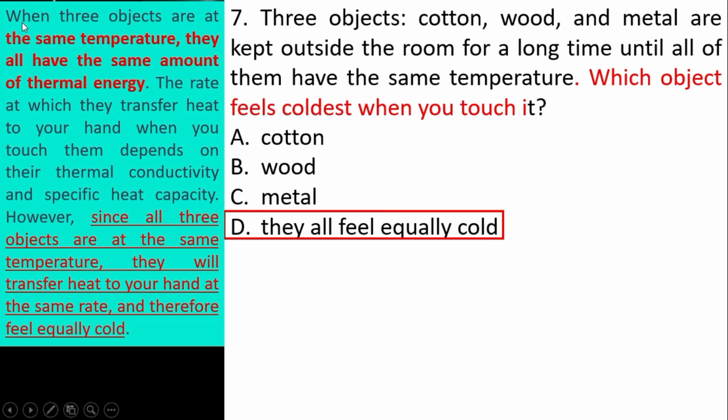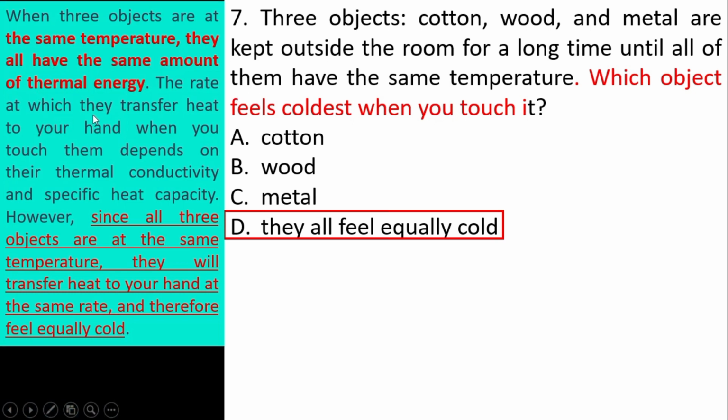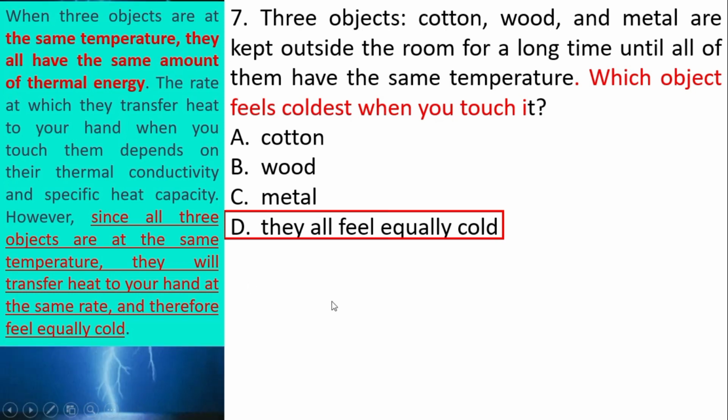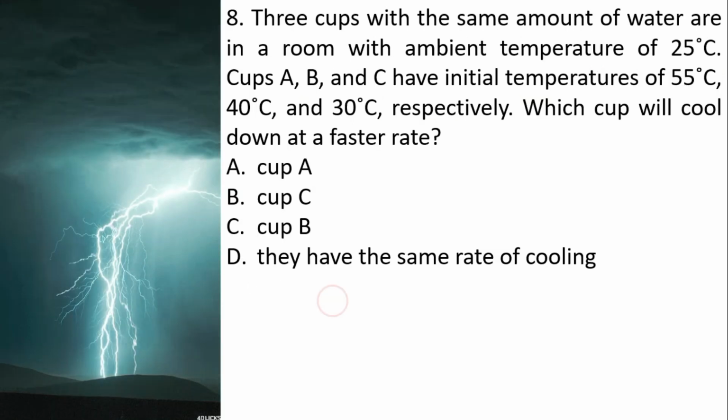Okay? So, again, when 3 objects are at the same temperature, they all have the same amount of thermal energy. So, the rate at which they transfer heat to your hand when you touch them depends on their thermal conductivity and specific heat capacity. However, since all 3 objects are at the same temperature, they will transfer heat to your hand at the same rate and therefore feel equally cold. So, letter D is our best answer here.